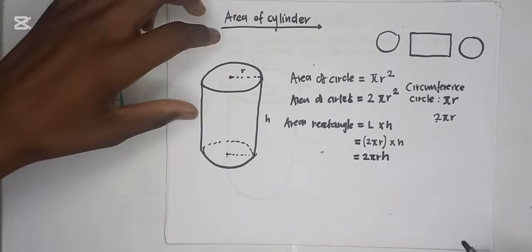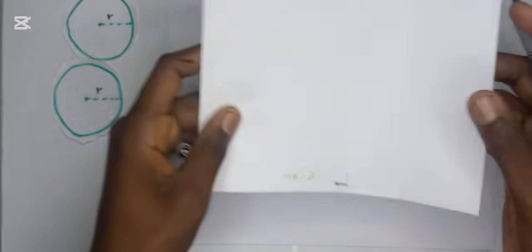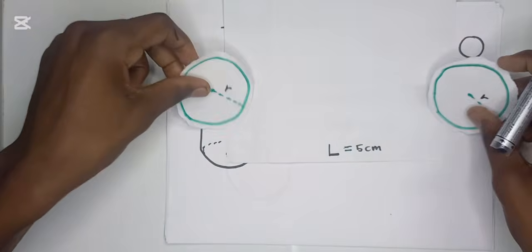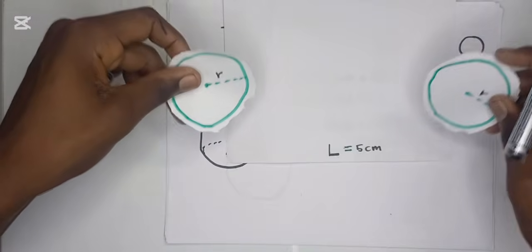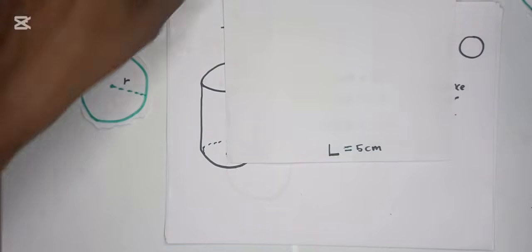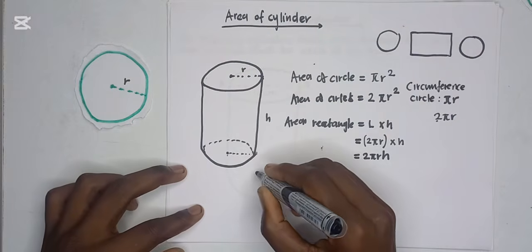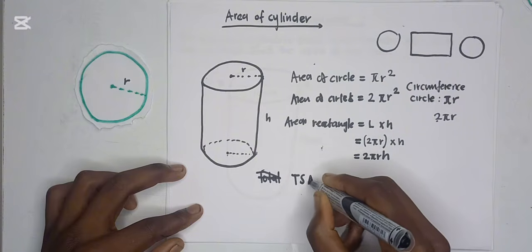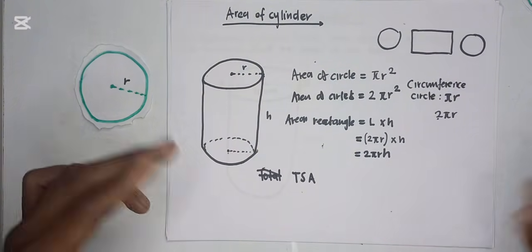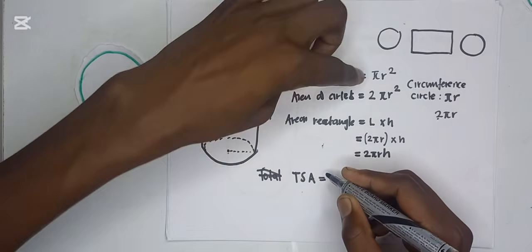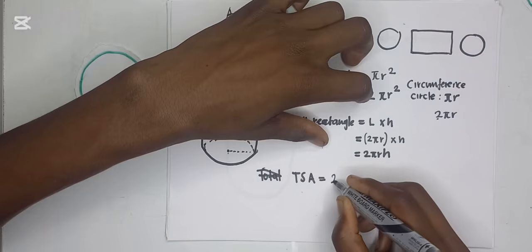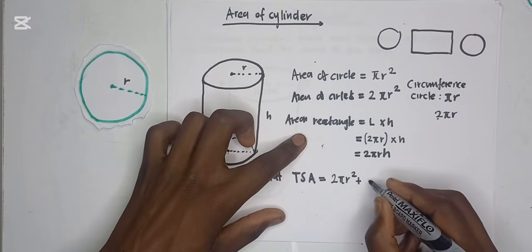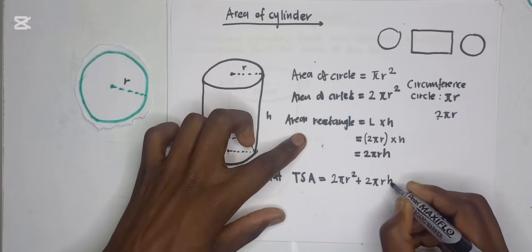Perfect. So now that we've found the area of this curved rectangle and the total area of these two circles, we can add them to find the total surface area of all this. So the total surface area, or TSA, of a cylinder is equal to the area of the circles, which is 2 pi r squared, plus the area of our curved rectangle, which is 2 pi r h.